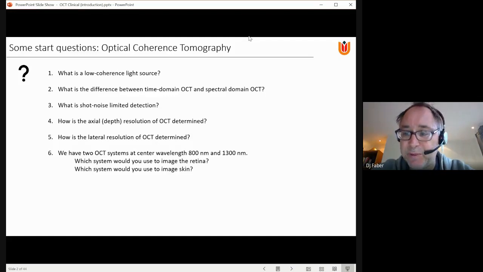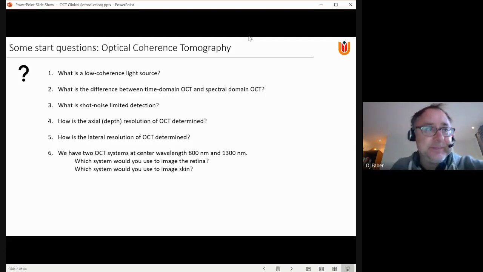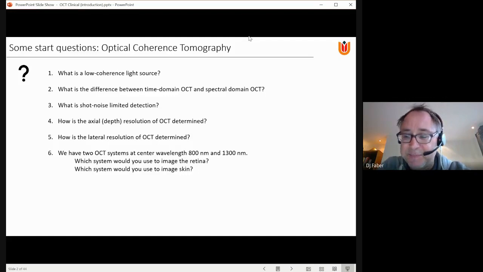If you could pick one of these systems for one of these applications, can you argue which one you would pick? So the answer: okay, you're fast. Use 800 for the retina and the 1300 for the skin, since we would need better resolution for the retina. Yeah, okay. But now let's say I've engineered it in such a way that the resolution of both systems is the same. Of course, that depends a little bit on the answer of question 4 and 5, but let's say I managed to do that.